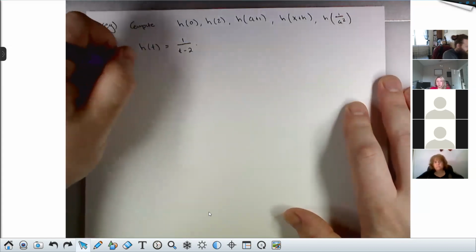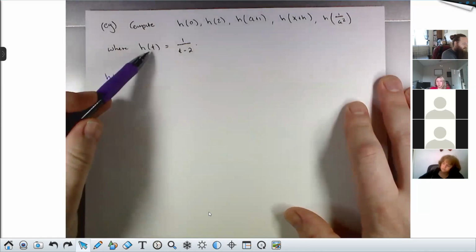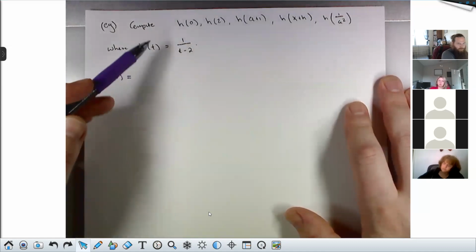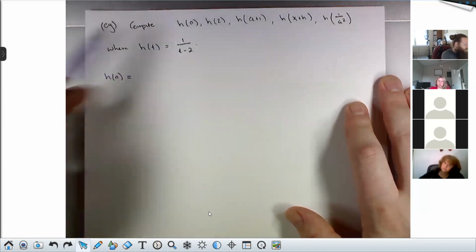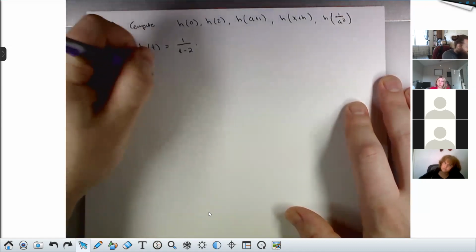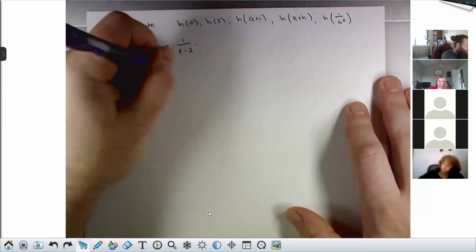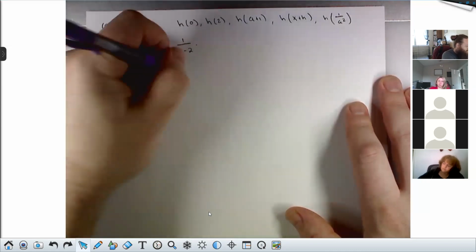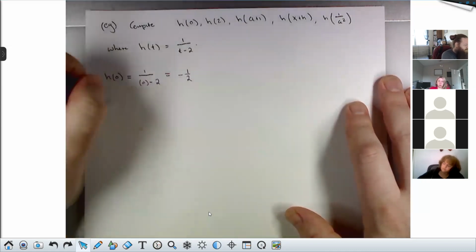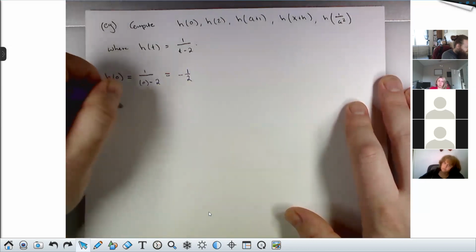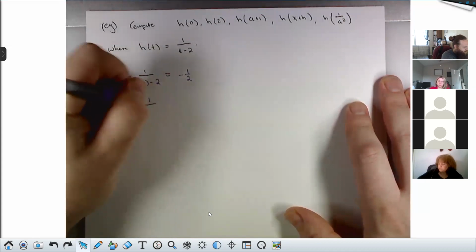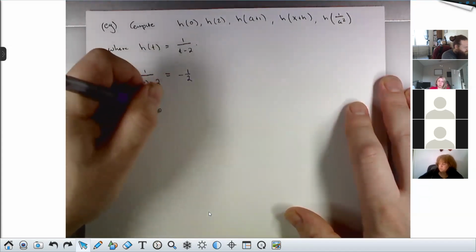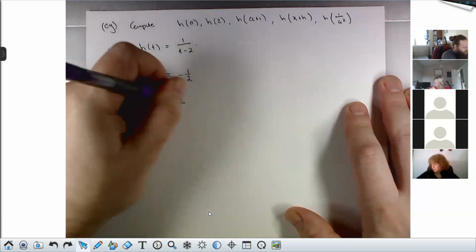h of 0. Well, my variable here is t, but that doesn't matter. The same thing is true, right? I just take my variable and replace it by whatever the input is specified here. So h of 0 is 1 over, I'll write it with the parentheses, 0 minus 2. That's 1 over -2, or -1/2. h of 2. This is going to be 1 over parentheses 2 minus 2, which is 1 over 0.